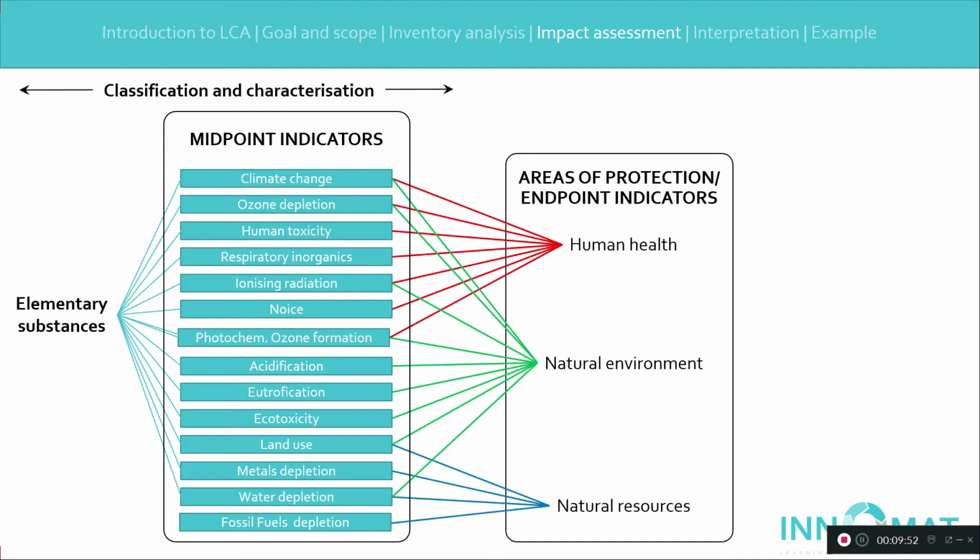We will convert the midpoint groups into 3 so-called areas of protection. 1 for human health, 1 for natural environment, and 1 for resources. So we have to combine the damage of the depletion of the ozone layer, carcinogens, and respiratory diseases to end up with the endpoint for human health. The same principle applies to the endpoints of natural environment and resources. These calculations are very sophisticated, very complex, and are based on many assumptions. The result is that endpoint calculations are rather inaccurate compared to the midpoint calculations.